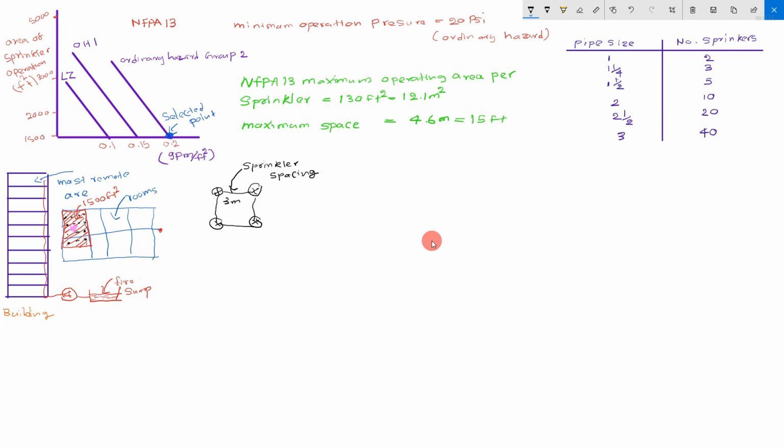But please remember, this selected value must be lower than 4.6 meter. It is defined in NFPA 13. You can find this value in NFPA 13. Okay.